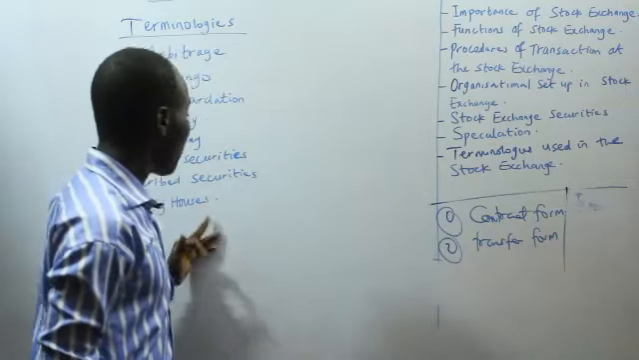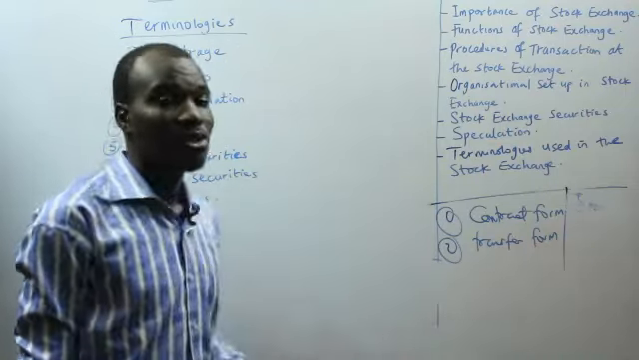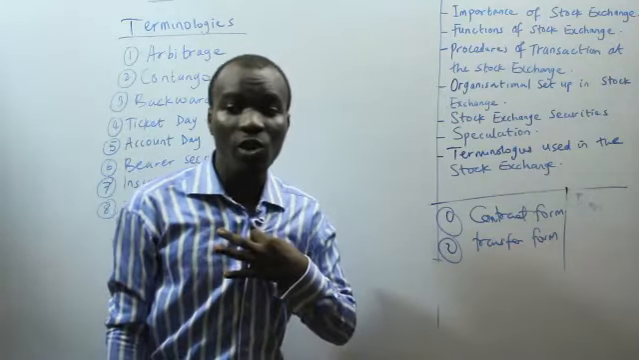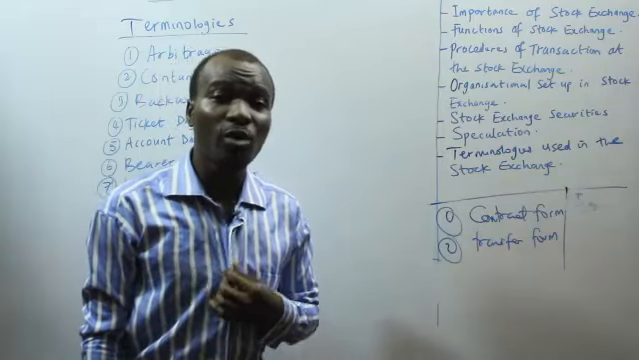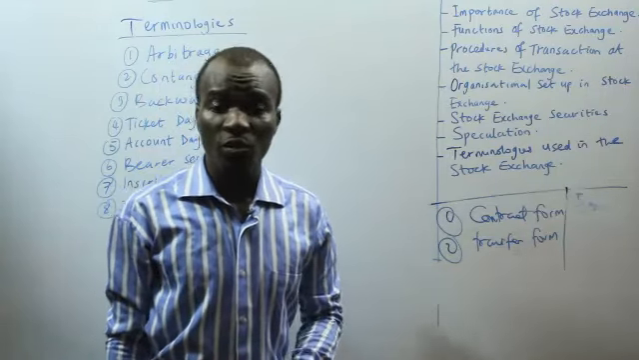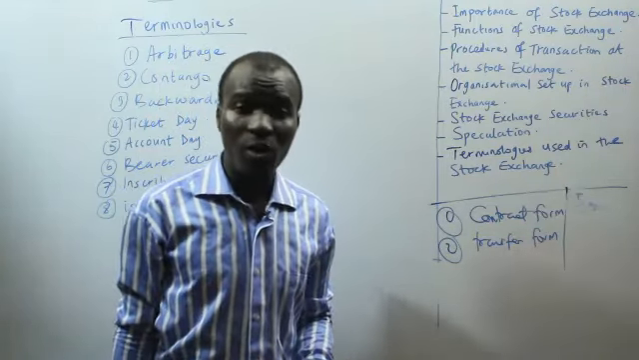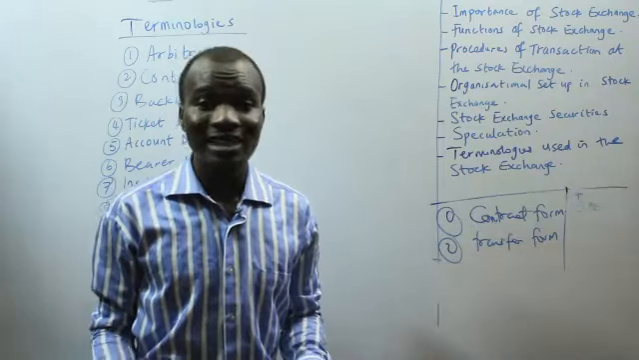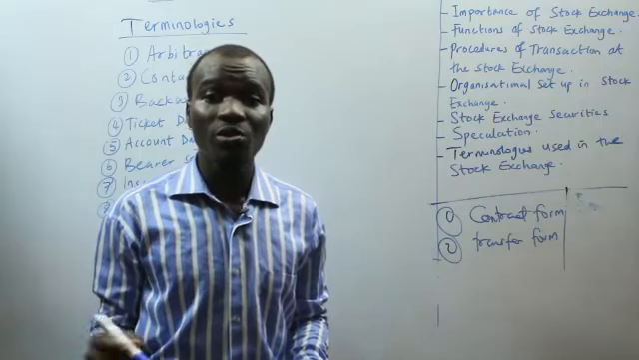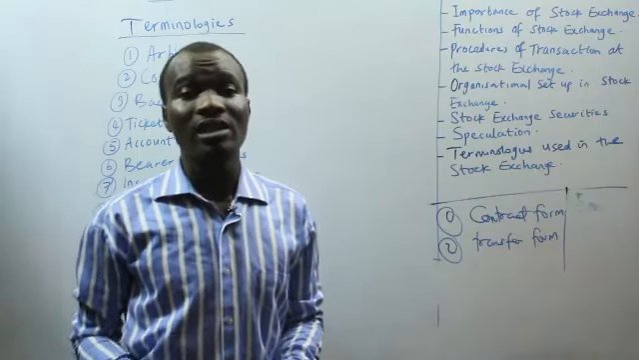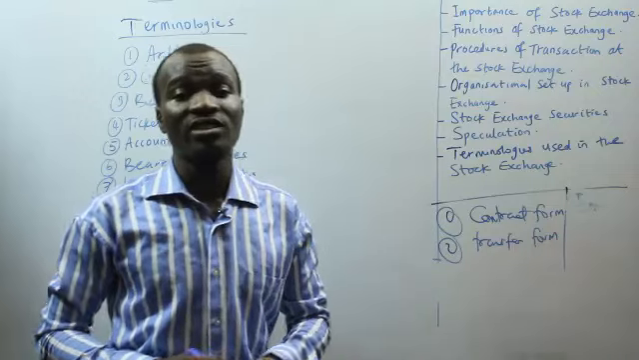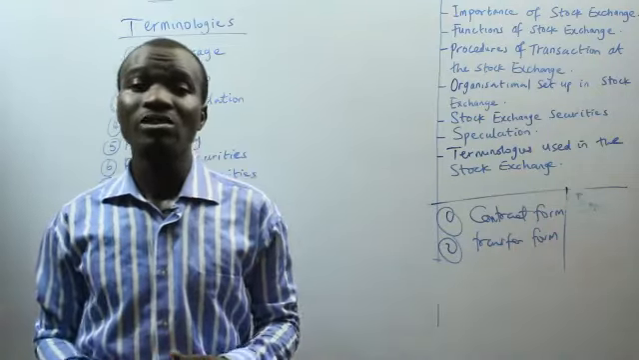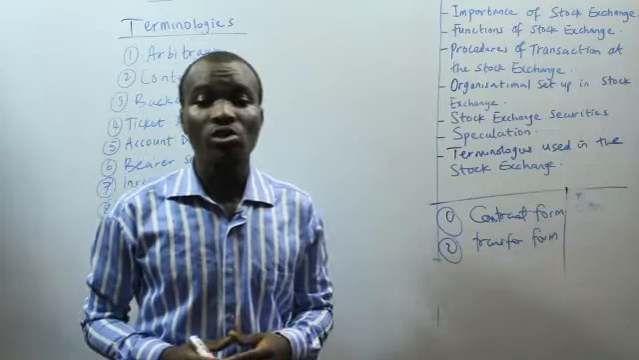Now the next thing we have is the inscribed securities. In this category of security, a certificate will not be issued to the new owner of the share. What will happen in this issue of shares is that the name of the owner of the shares, or the person to whom the share is being sold, will be written down in the company's register. But a certificate will not be issued to such person.